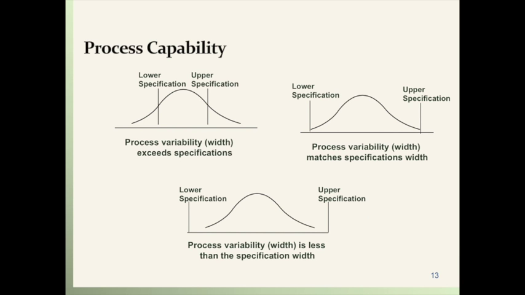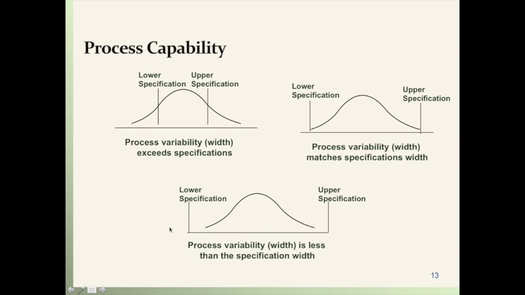So now let's talk about process capability. Here you have the process variability exceeds specification. So here's your lower specification, your upper specification, and here all of these are bad. So that's too much. And then here you have your lower specification, your upper specification, and this is probably where it sort of matches. You've got a few that are rejected here, a few that are rejected here. So this is pretty good.